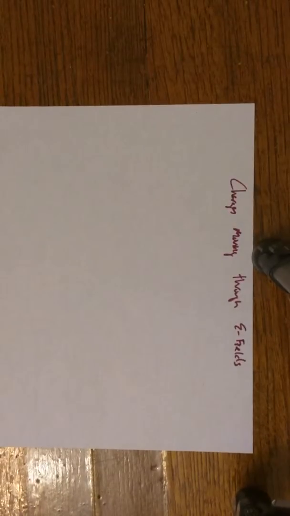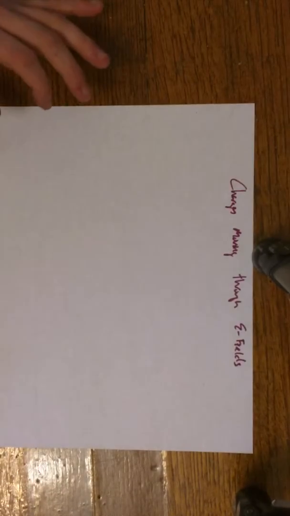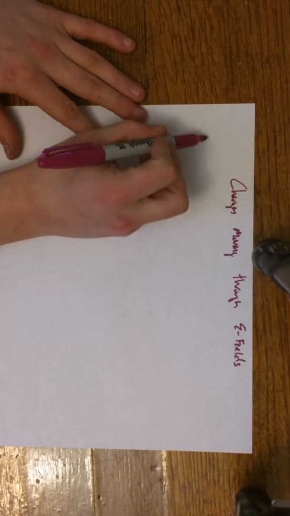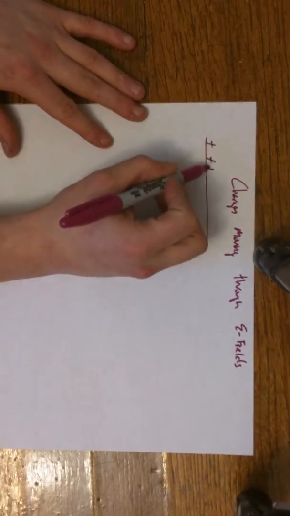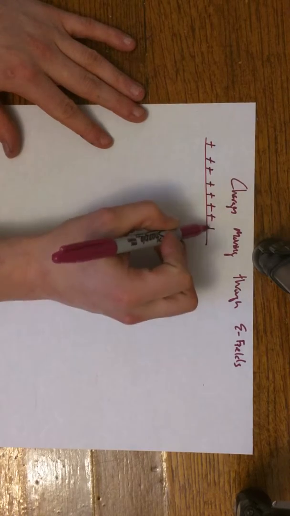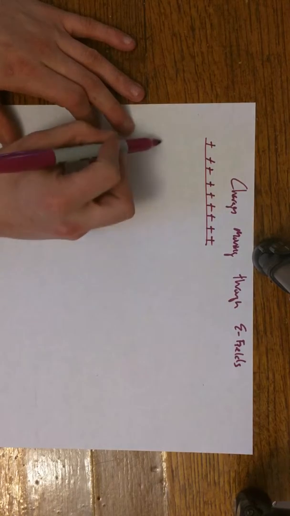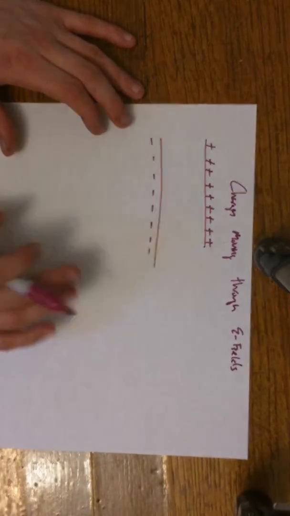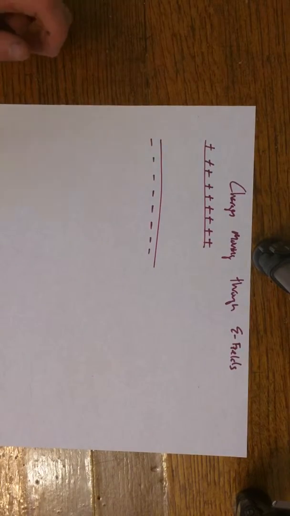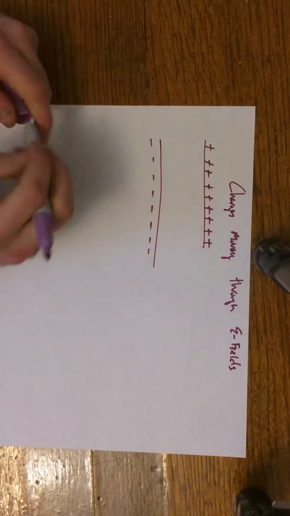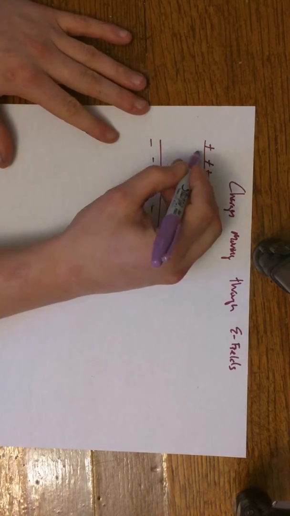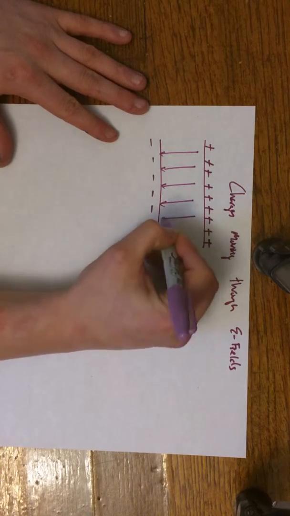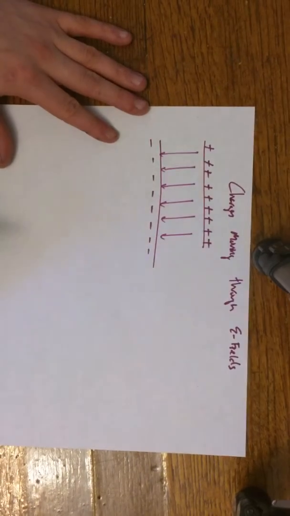Let's think about charges moving through electric fields. I'm going to use this example here where I have a bunch of positive charges up here, and down here I have some negative charges. We're going to explore this more later, but you should at least at this point know that there would be an E field between these two bunches of charges.